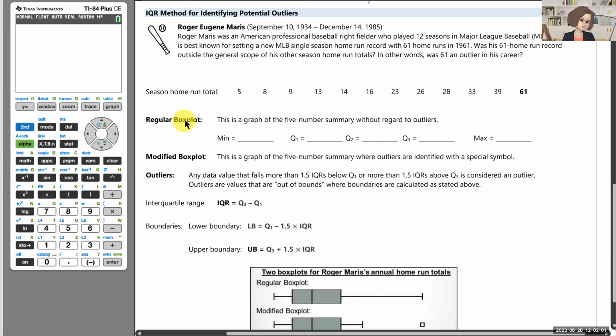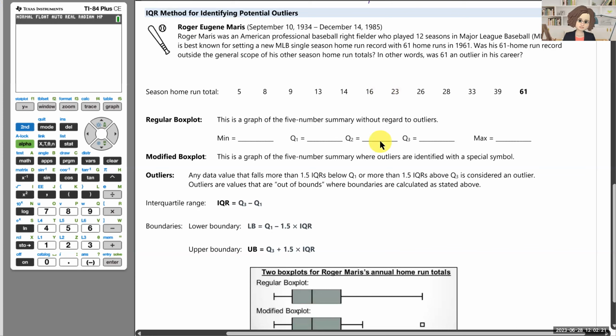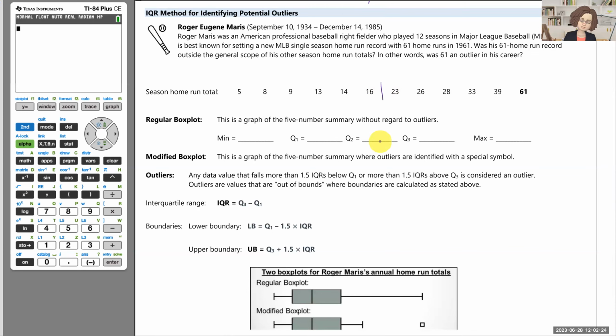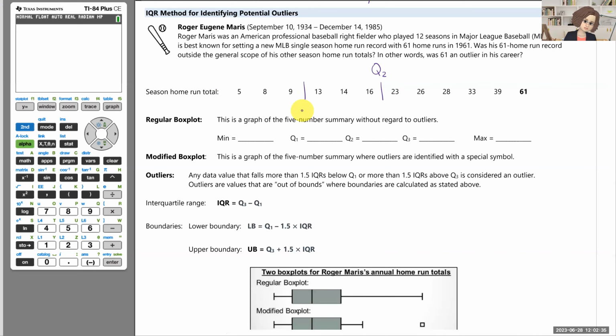Before we deal with outliers though, let's go through a regular box plot again. A regular box plot means that we don't discuss outliers, we just graph the five-number summary. I've got my 12 values here, so let me find the median. The median would be between the 16 and the 23. Cutting that list in half, there's our Q2. And then I have 6 numbers to the left of that. If I go to the middle there, between 9 and 13, that will be our first quartile. On the other side, we'll have our third quartile.